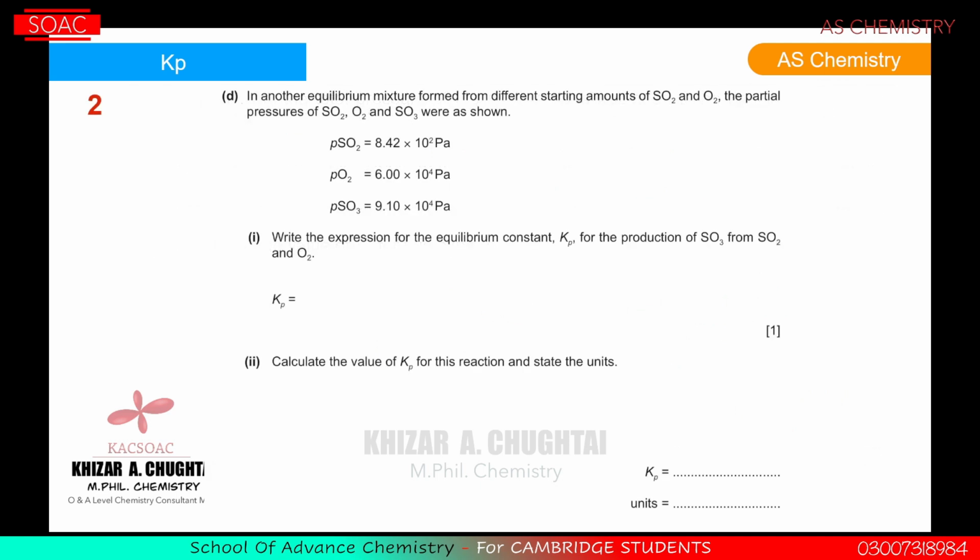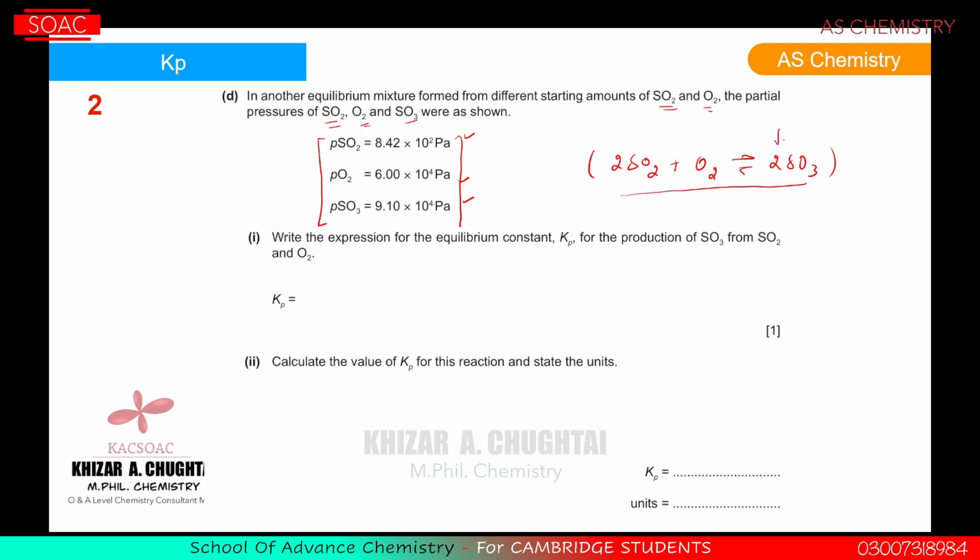In another question, another equilibrium mixture formed from different starting amounts of SO2 and O2. The partial pressures of SO2, O2, and SO3 are shown over here. Now this time he is asking to start from the partial pressures, and the partial pressure of each is given. Write the expression for the equilibrium constant Kp for the production of SO3 from SO2 and O2. Let's say 2 moles of SO2 plus 1 mole of oxygen goes to 2 moles of SO3. This is the equation, for example. So the Kp will be according to this equation.